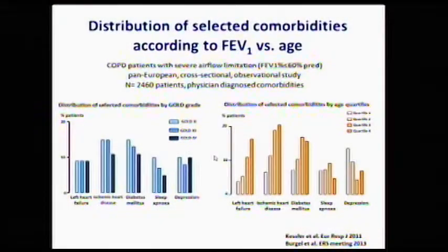But then, to give you a different perspective on this, we classified the prevalence of comorbidities not according to GOLD grade, but according to age quartile in the study. And here you have a very different picture. Left heart failure, ischemic heart disease, diabetes, the prevalence really markedly increases with age. So this is to say that the main problem with the current approach that we have in the GOLD strategies is age and age-related comorbidities. And these are not taken into account by any classification yet.